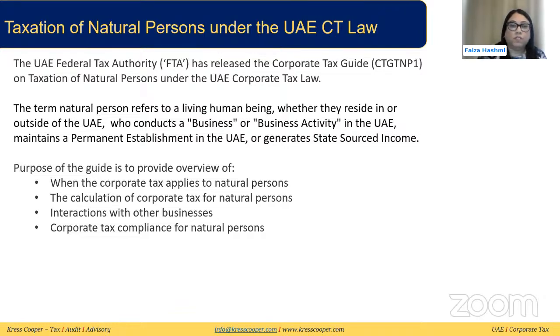So what is a natural person? A natural person is a living human being, which is different from a juridical person, which is a legal person having a separate entity. If a natural person is conducting business or business activity in the UAE, maintains a permanent establishment in the UAE, or generates any state source income, they come within the ambit of corporate tax in the UAE.